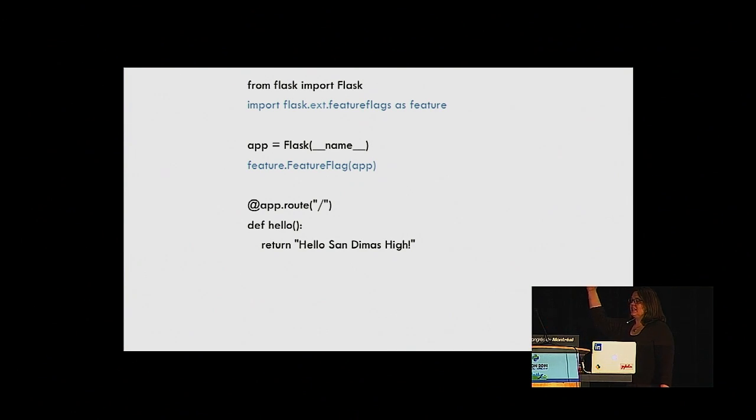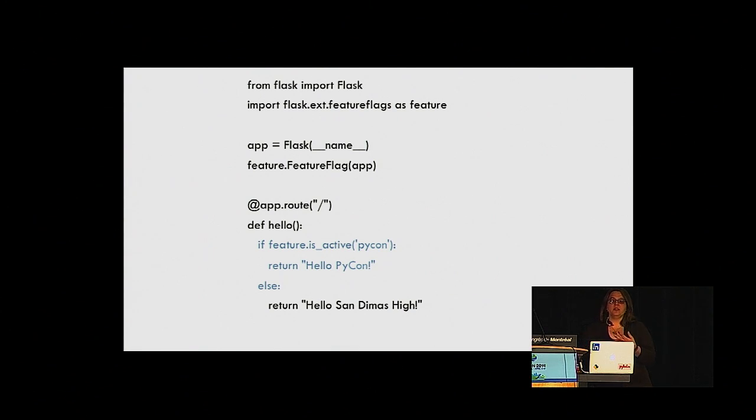And I'm importing it aliased to feature because I can't say the other one. So I take that, and then I instantiate an object called FeatureFlag, and I feed it that magic app object. So from the end user's point of view, this is all they have to do to configure this. That's it. And now they can start using it.